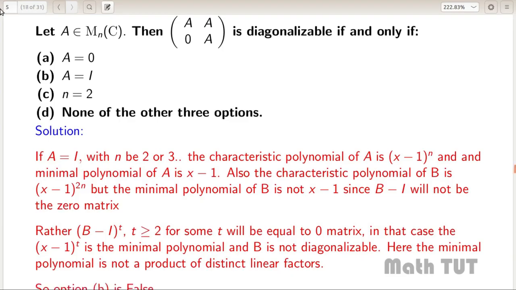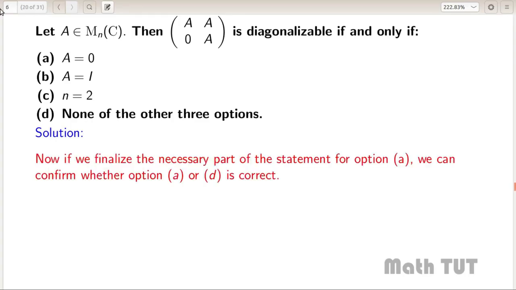So option B is false. Yeah. So now what we left out is actually if we finalize the necessary part of the statement for option A, we can confirm whether A or D is correct.